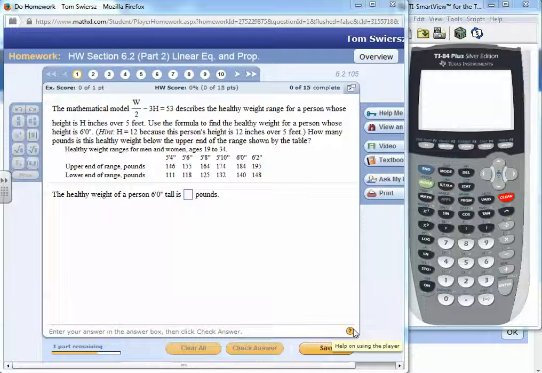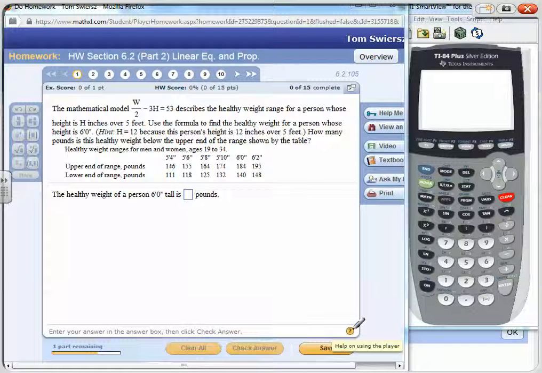Let's look at homework exercise number 1 from section 6.2, part 2. The mathematical model W over 2 minus 3h equals 53 describes a healthy weight range for a person whose height is h inches over 5 feet. Use the formula to find a healthy weight for a person whose height is 6 feet. Notice h equals 12 because a person's height is 12 inches over 5 feet tall.